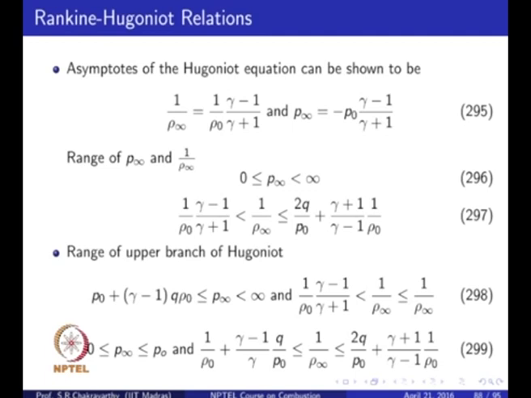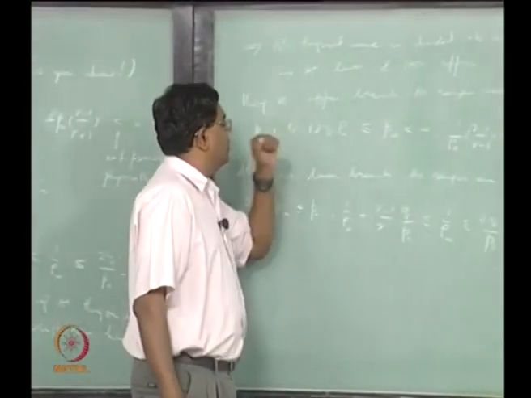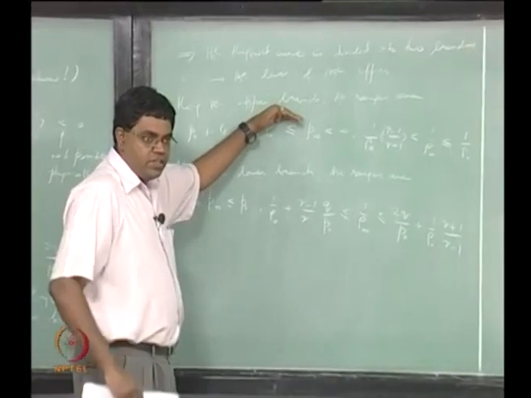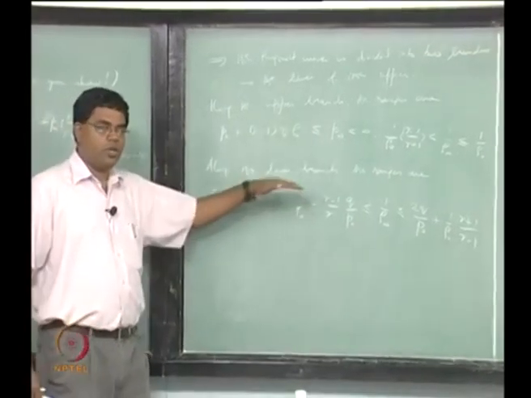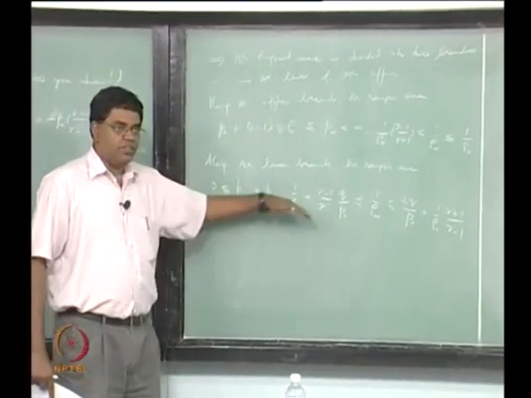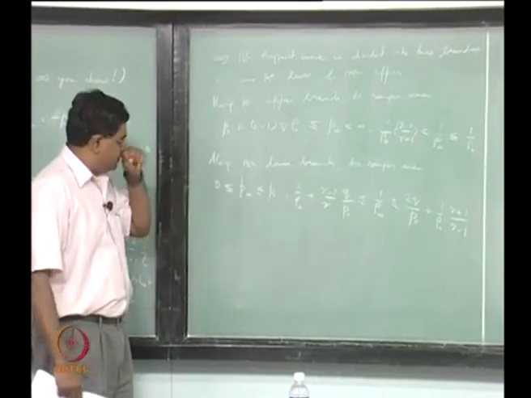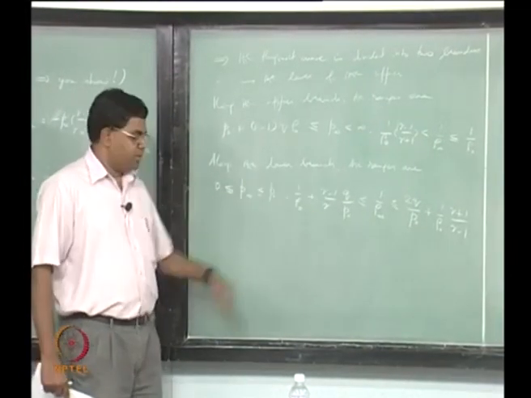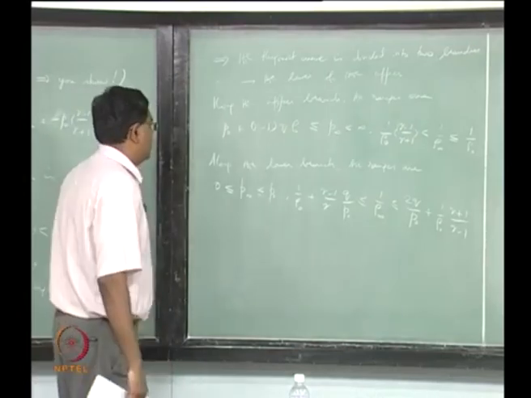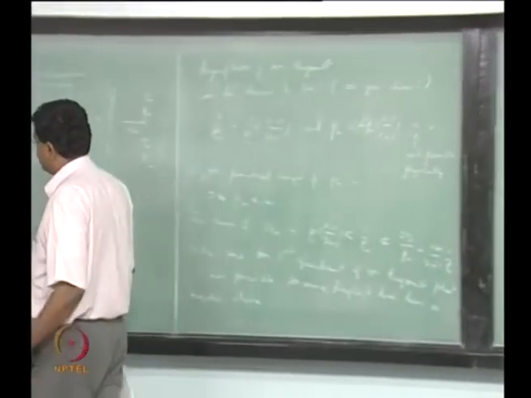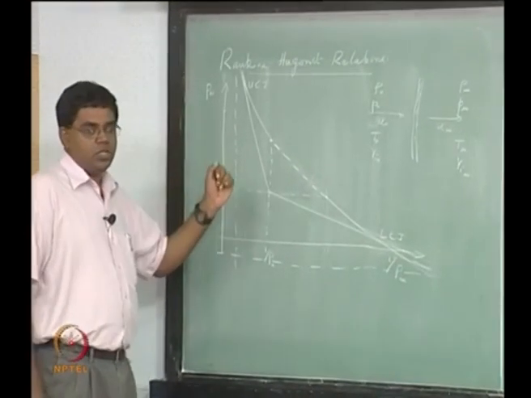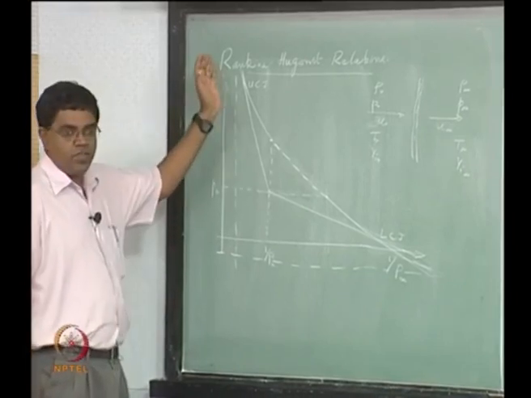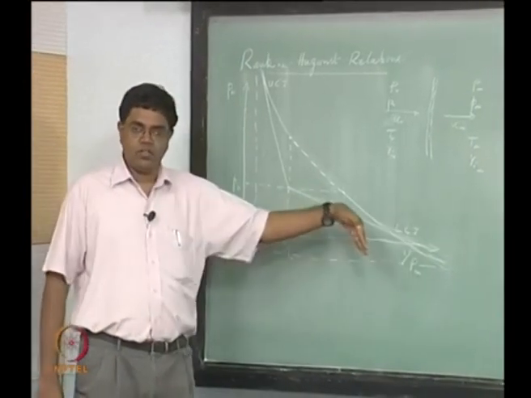Now, as we noticed, we can clearly see from here that the upper branch corresponds to a compression wave that decelerates the flow, and therefore we call it a detonation wave. The lower branch is an expansion wave which accelerates the flow, and so we call it a deflagration wave. Okay. These are things that we noticed. The next thing that we wanted to point out was what is the speed at which the detonation waves travel and what is the speed at which the deflagration waves travel.